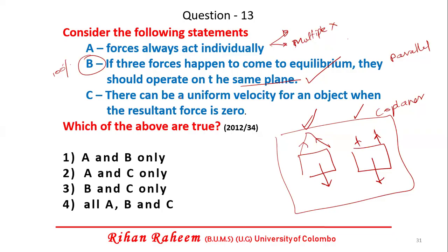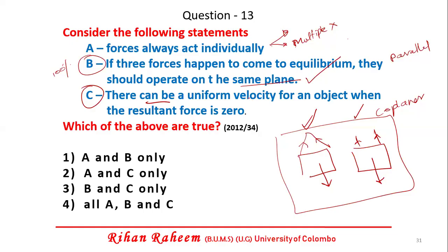Okay. There can be a uniform velocity for an object when the resultant force is 0. Now, this situation, they are saying "can be", no. It's not like there must be. If they put "must be", that statement is wrong, but they are saying there can be.